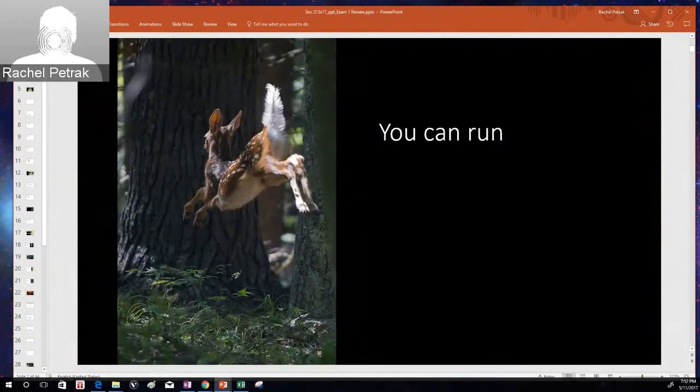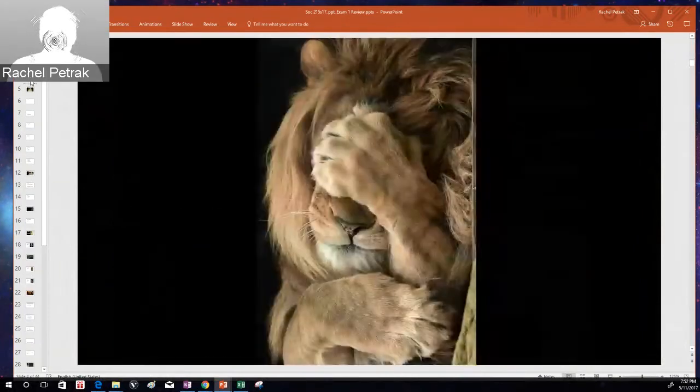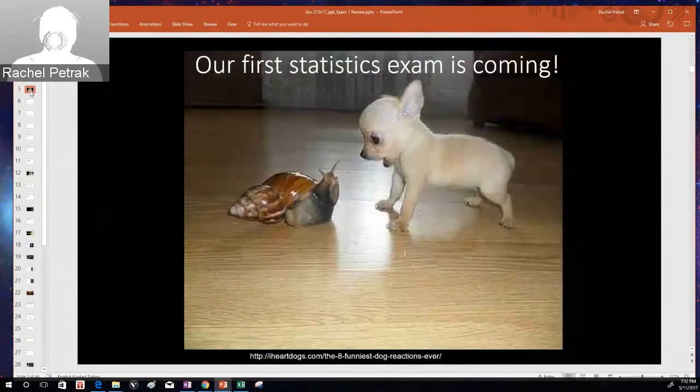You can run, but you can't hide from our first statistics exam. It's coming for you, but it's only coming really slowly. And like this adorable little dog, you still have time to avoid the big slimy snail of the statistics exam, which in and of itself is really not that bad. It just looks scary. It can be pretty cute. Or not cute, but it might look worse than it actually is. A snail is not actually dangerous. Neither is our exam. Just get ready, pay attention to the fact that it's coming, and do your best.